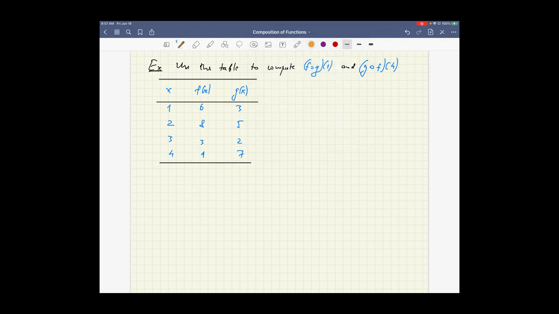We can easily find that f composed with g of 1 simply is f of g of 1. G of 1 is 3, so I need to evaluate f at 3, and f at 3 is 3. And likewise, g composed with f at 4 is simply g at f at 4, and f at 4 is 1, so I need to evaluate g at 1, and g at 1 is 3.